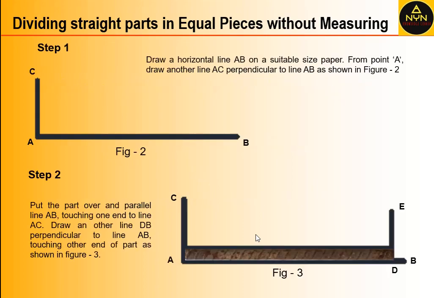Step 1. Draw a horizontal line AB on a suitable size of paper. From point A, draw another line AC perpendicular to line AB as shown in figure 2. Step 2. Put the part over and parallel to line AB, touching one end to the line AC. Draw another line DB perpendicular to line AB touching the other end of the part as shown in figure 3.